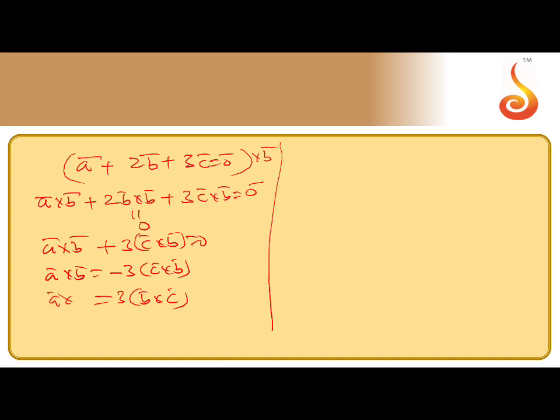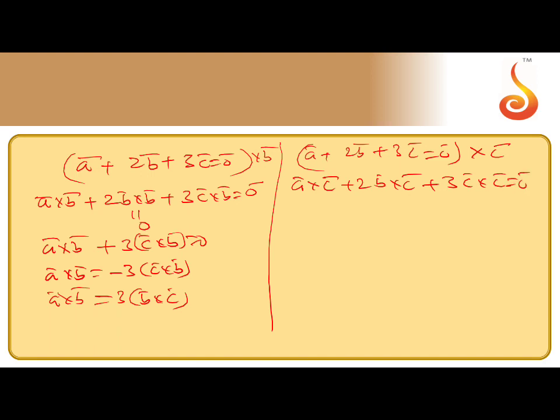Next, you take the cross product with C bar on both sides. Same logic you can follow. If I take the cross product with C bar, A cross C plus 2 into B cross C plus 3 into C cross C equal to 0 bar. So here again C cross C is 0. Now A cross C equal to minus 2 into B cross C.